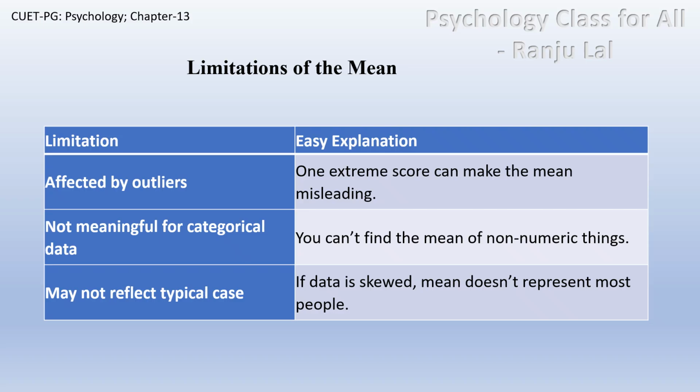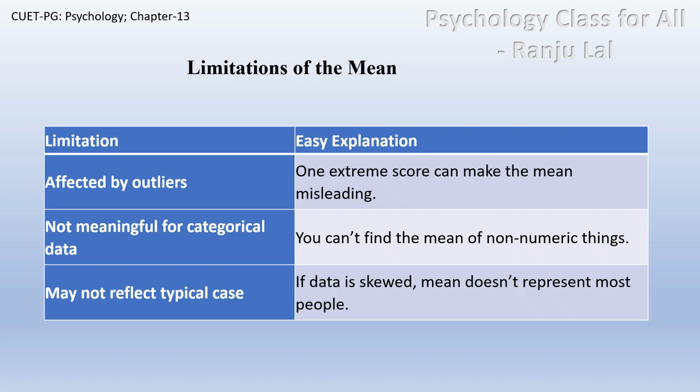It is not meaningful for categorical data. You cannot find the mean of non-numeric things, like we can't take the mean of favorite colors or personality types. It may not reflect typical case. If data is skewed, mean doesn't represent most people. If most students sleep 5 to 6 hours, but a few sleep 10 plus hours, mean might say that 7.5 is an average sleep time, which is misleading.